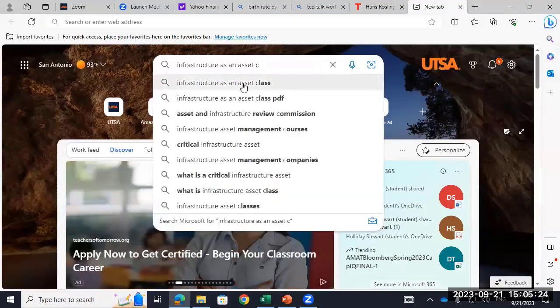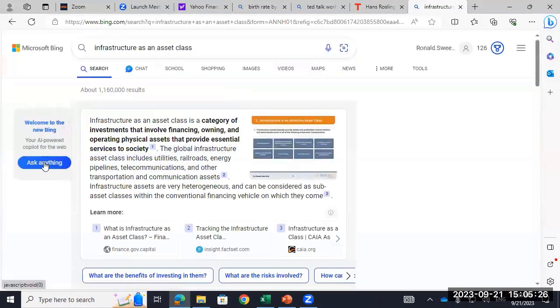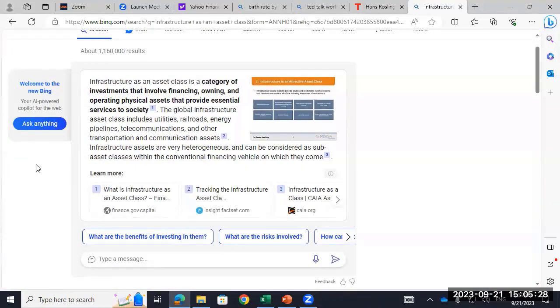See how I start typing something and it's right there. The category investments that involves financing, owning, operating physical assets to provide essential services. Usually they're assets that the government owns, but they sold off, like a toll road or an airport or a hospital or something like that, and you operate it. It's obviously got a lot of political risk because they could take it back at any time.